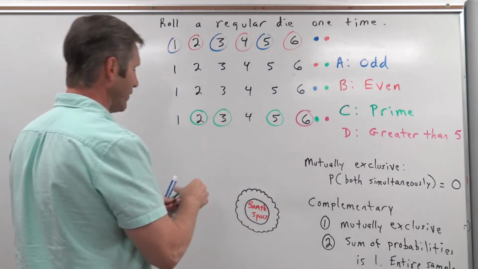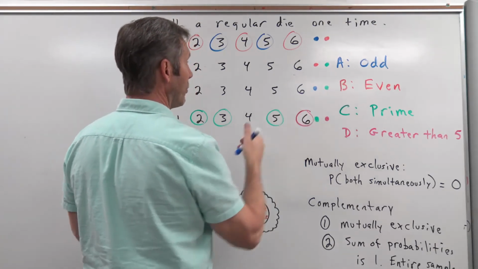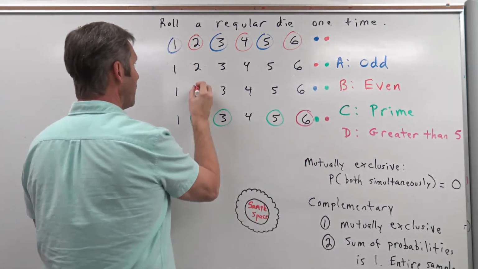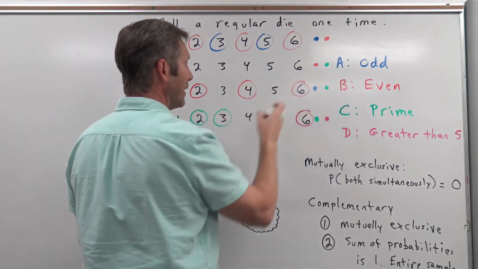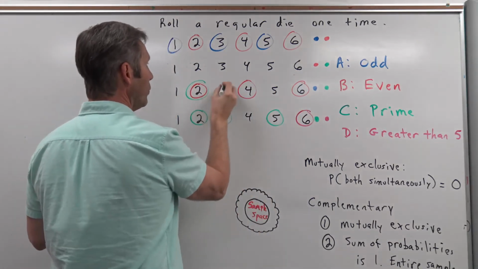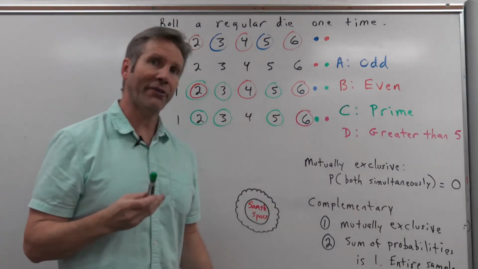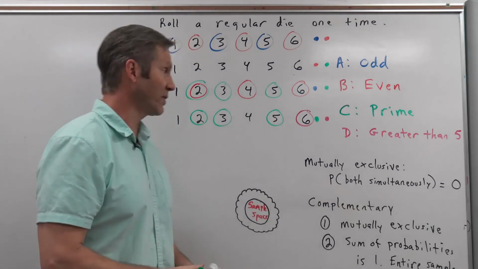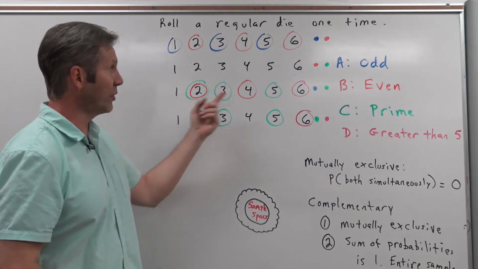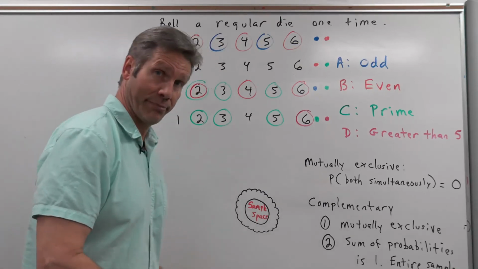Then if we go back to some of the others, what about a number that could be even or prime? Even numbers are 2, 4, and 6, and then prime numbers would include the 2, the 3, and the 5. So now we see we have two events that are neither complementary nor mutually exclusive because the 2 shows up in both sets. So anyway, there you go, complementary, mutually exclusive.